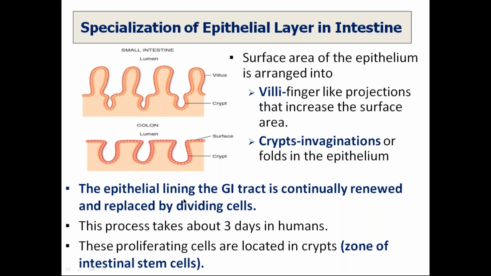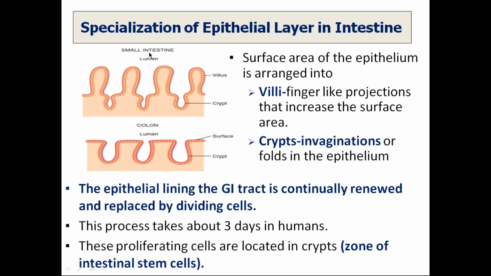The epithelial lining of the GIT is continually renewed and replaced by dividing cells. It keeps on replenishing itself, taking about 3 days to renew itself. These proliferating cells are located in the crypts. That is, the zone of intestinal stem cells is present in the crypts, right?